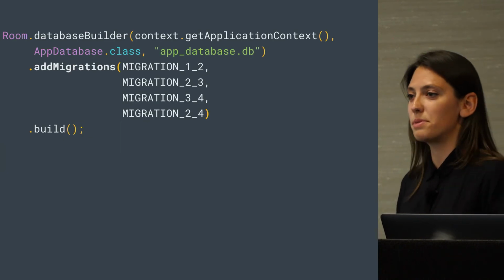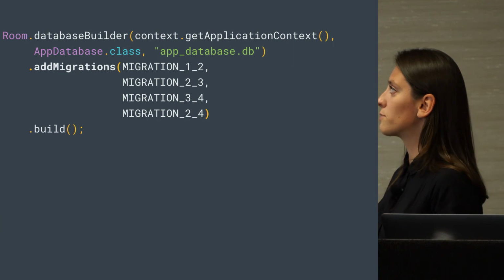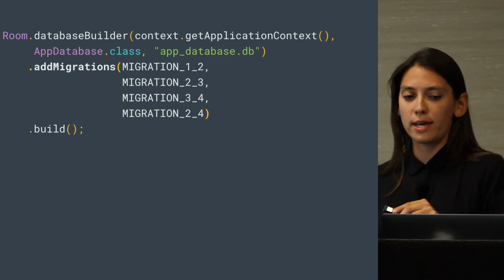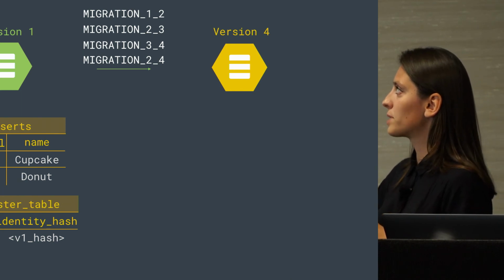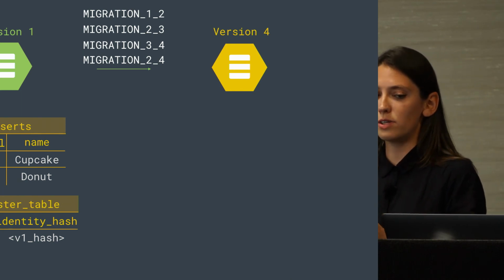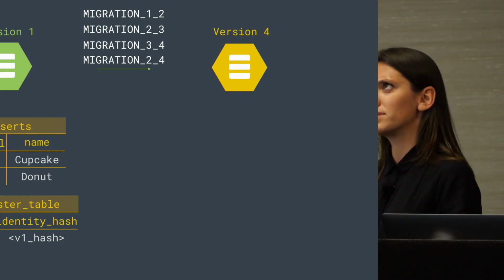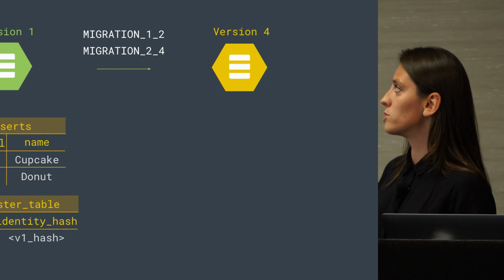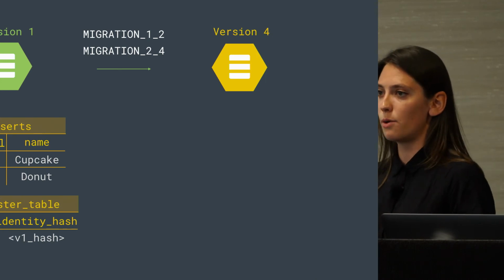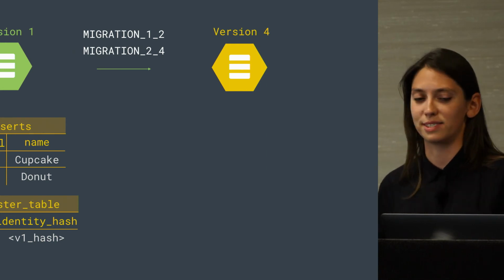So let's complicate our use case a bit. Let's say that we have a set of migrations, and we're going up to version 4. What we want to do is go from version 1 to version 4. What Room will do, first of all, is use only the migrations that give you the shortest path. So in this case, it will only use the migration from 1 to 2 and 2 to 4, without needing to go from 1 to 2, 2 to 3, 3 to 4, and so on.